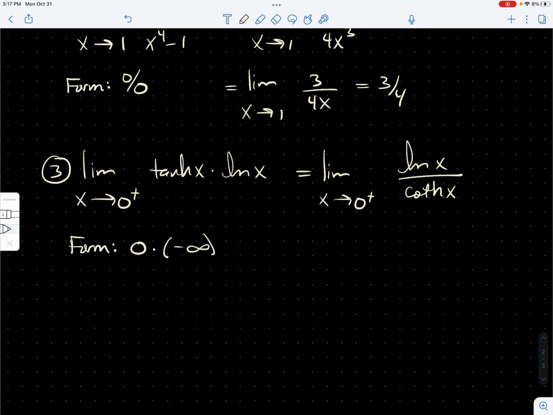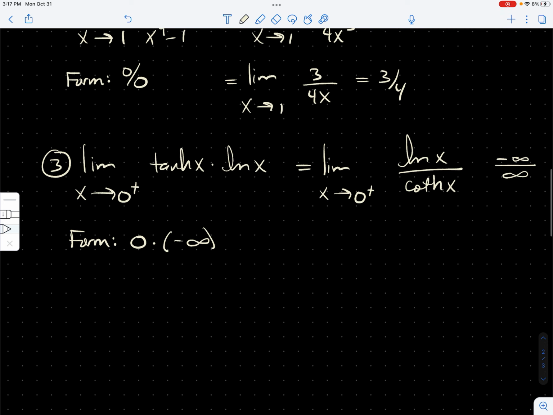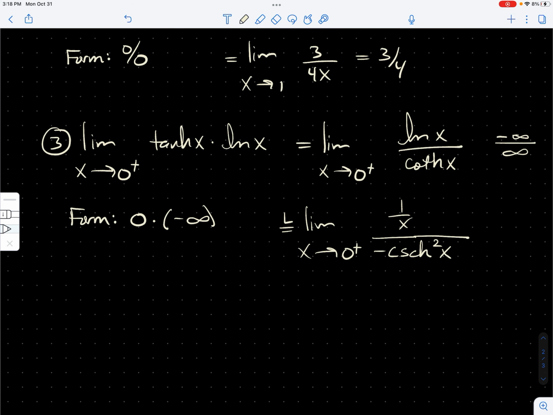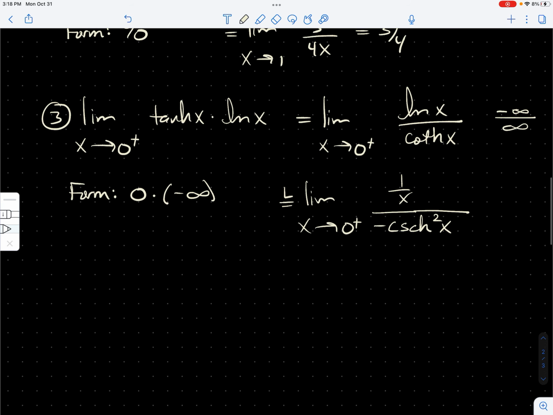Now my form is minus infinity over infinity. And so this thing is blowing up, and we're good to go here. So by L'Hopital's rule, this is the limit as x goes to 0 from the right of 1 over x over negative cosec squared of x. We're kind of standing on an infinite pit of badness here. If you just keep doing L'Hopital's rule again and again and again, this is going to blow up on you. But we're going to simplify. So I've got a cosec downstairs. That comes back upstairs as a sinh, right? Cosec is 1 over sinh.